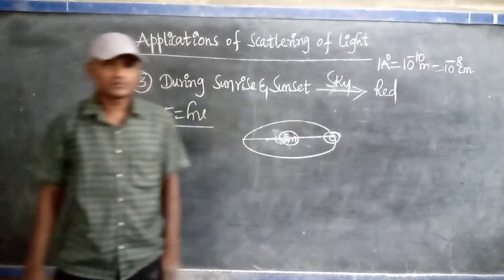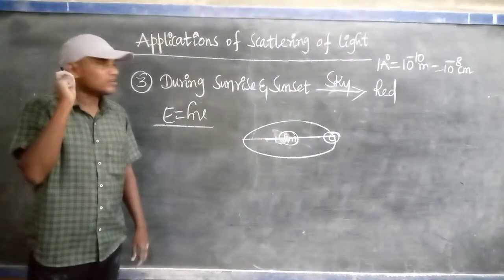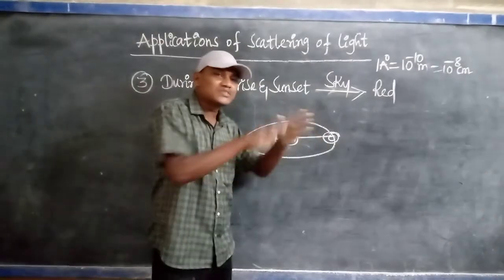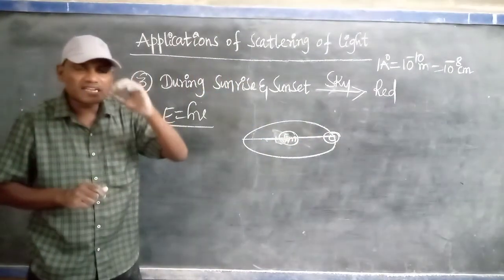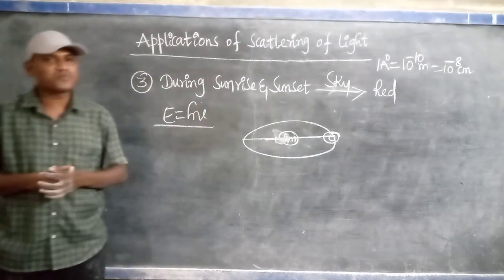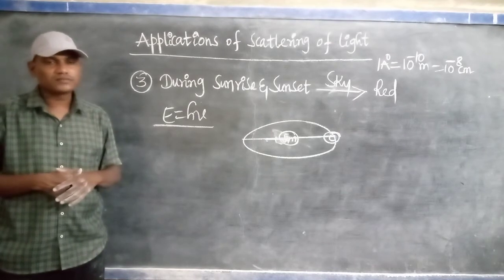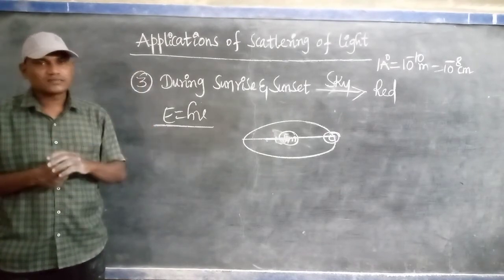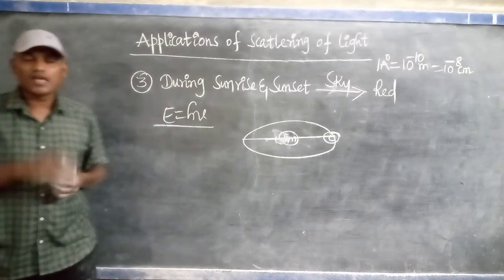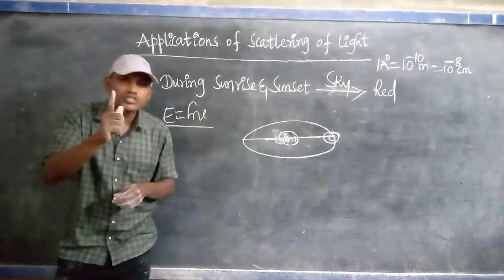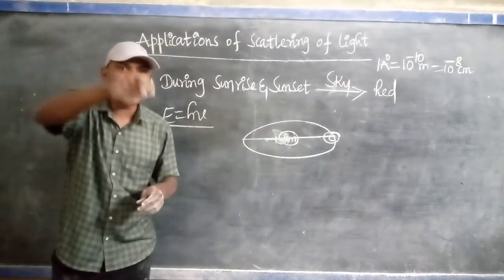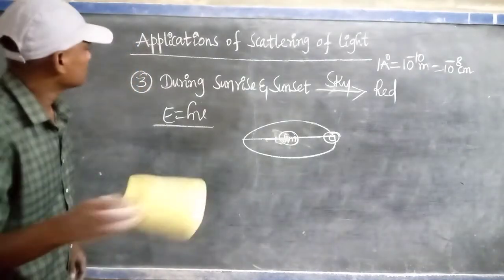Reddish in color. Once again, listen: during sunrise and sunset, the distance from the sun is maximum, so the rays coming from the sun travel more distance in the atmosphere. That's why other colors vanish in the air before reaching our eye. But the red color reaches our eye before vanishing due to the higher wavelength and less scattering of light.